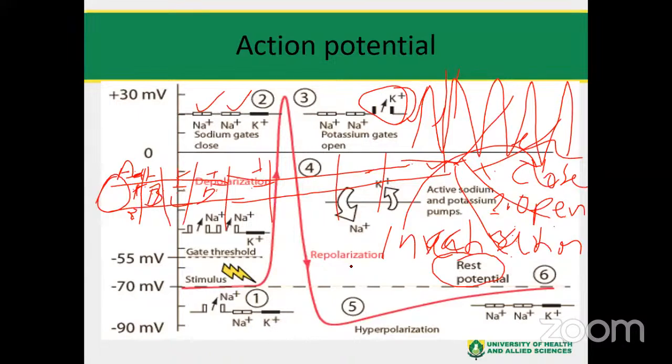So in this case, there's a stimulus and sodium has moved beyond the gate threshold. The stimulus has caused sodium to move beyond the threshold, minus 55, and then now there's an action potential. And now that there is repolarization, where is the sodium potassium ATPase?